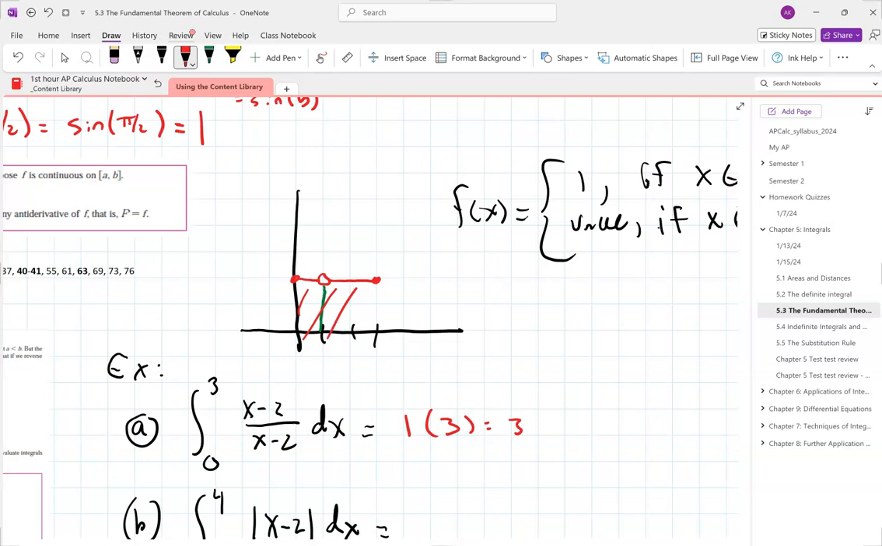I just need that rectangle. That feel okay to everybody?